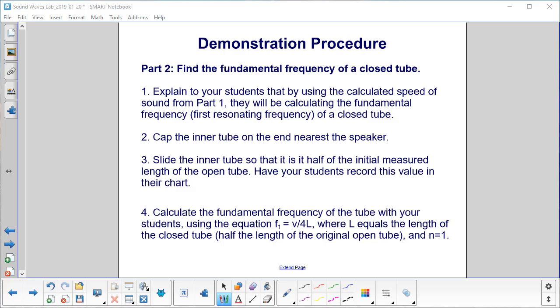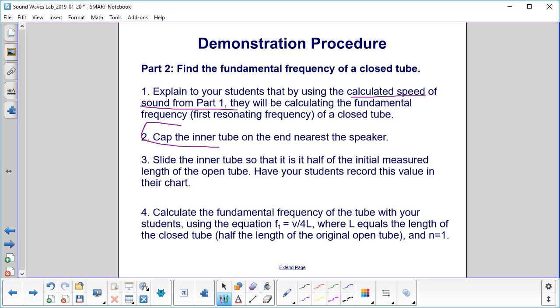Second part of the lab. Find the fundamental frequency of a closed tube. Explain to your students that by using the calculated speed of sound from part 1, they'll be calculating the fundamental frequency, or the first resonating frequency, of a closed tube.